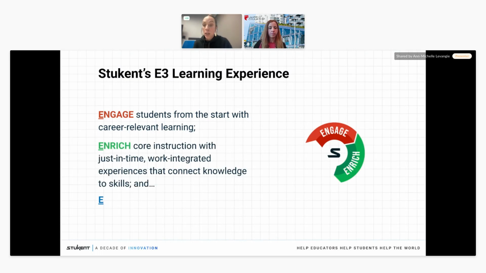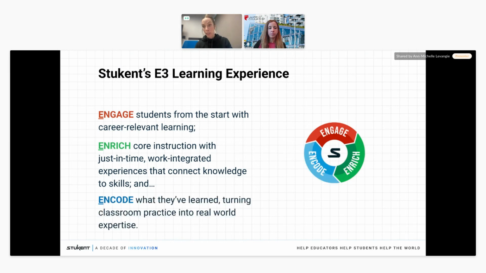We then enrich that core instruction with just-in-time work integrated experiences that connect knowledge to skills. And it's at this stage where what Wahiba shared is really going to come into play. In the classroom and what we do with our courseware and Simternships, we then encode that knowledge. So they've enriched it through experiential practice, and they're now going to use formative and summative learning to make sure that that conceptual practice that they've gone through turns into real world expertise.